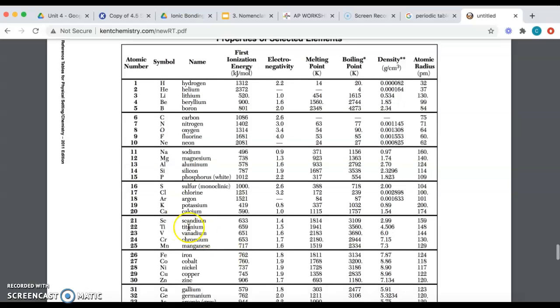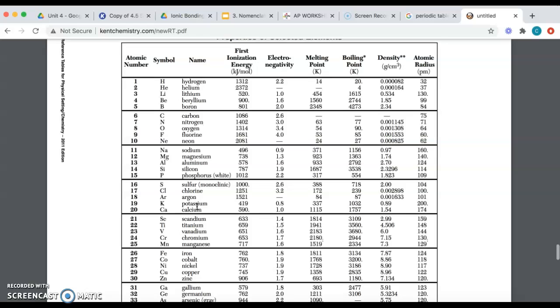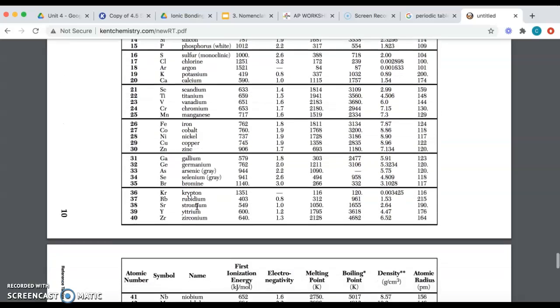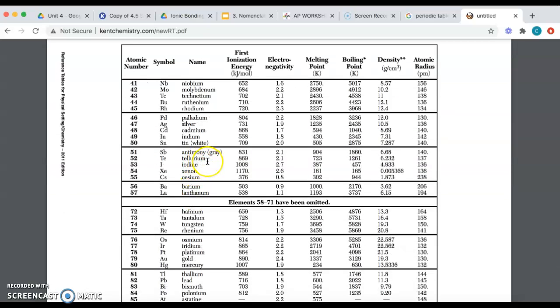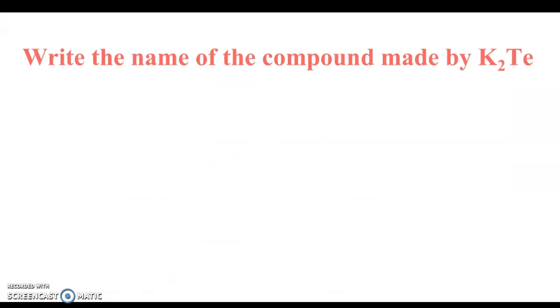I come down to Table S. K is potassium. Again, we don't change our cation, so we're just going to write the name potassium. And then we're going to name Te, which is element 52, tellurium. We're going to drop the ending and add -IDE so that we get the name potassium telluride.